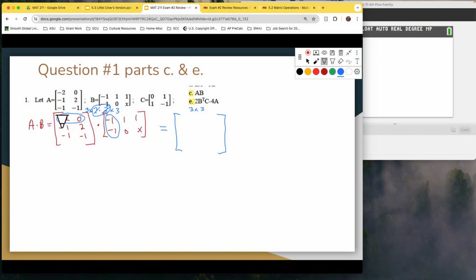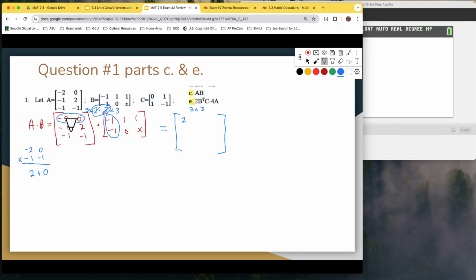Each time we multiply, we take the first row. So we're going to take -2 and 0, and multiply it by -1 and -1, that first column. That's why the dimensions have to be such, otherwise things wouldn't line up. I do it this way just to keep it organized. So -2 times -1 is +2. 0 times -1 is 0, and then we add the result together, so I get a 2 right here.